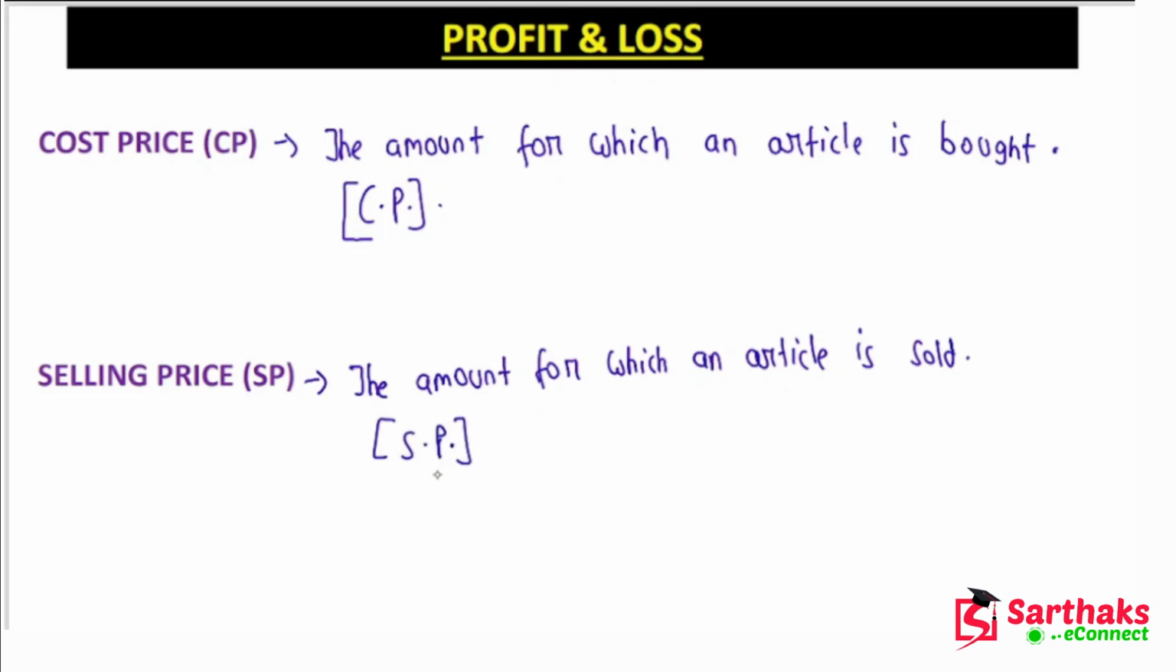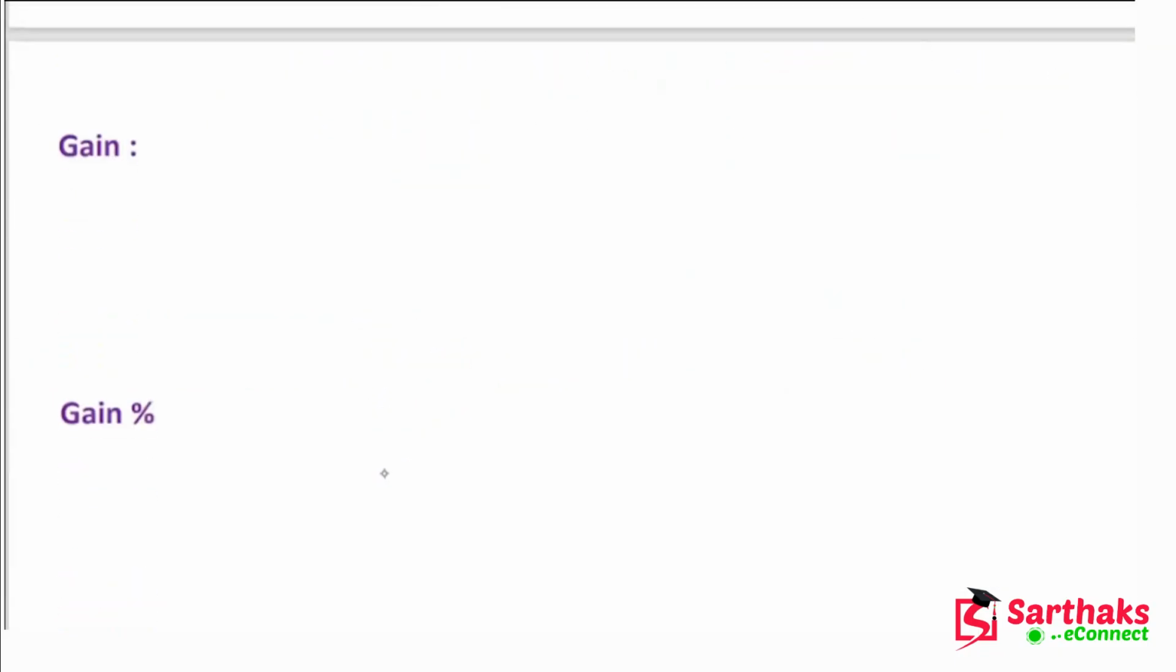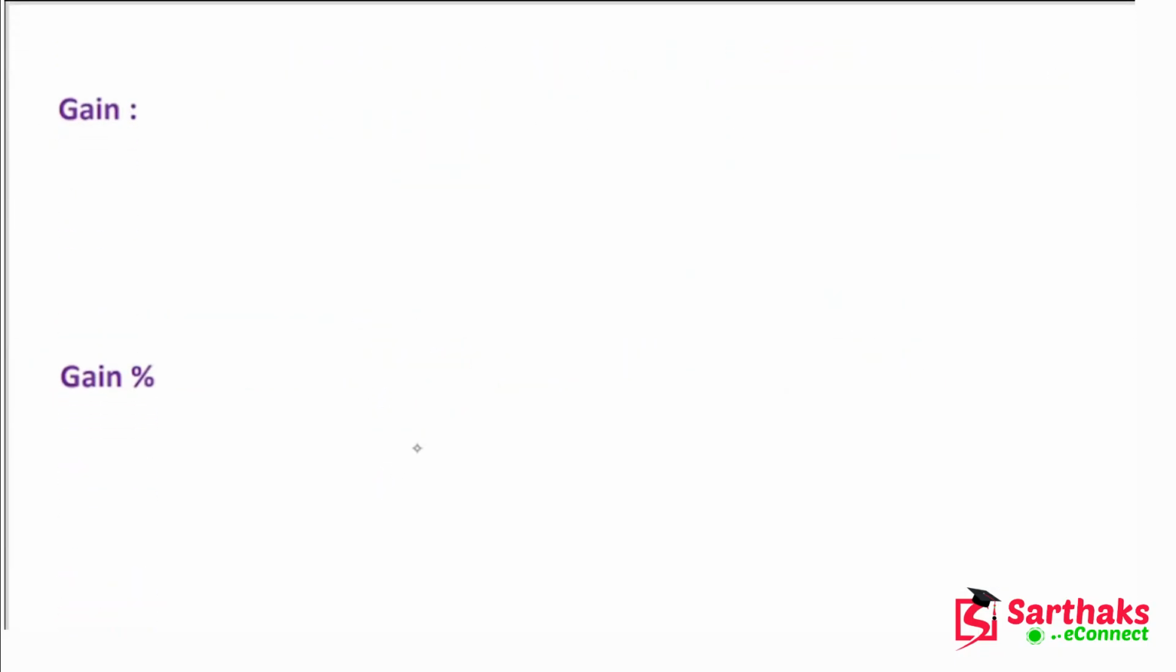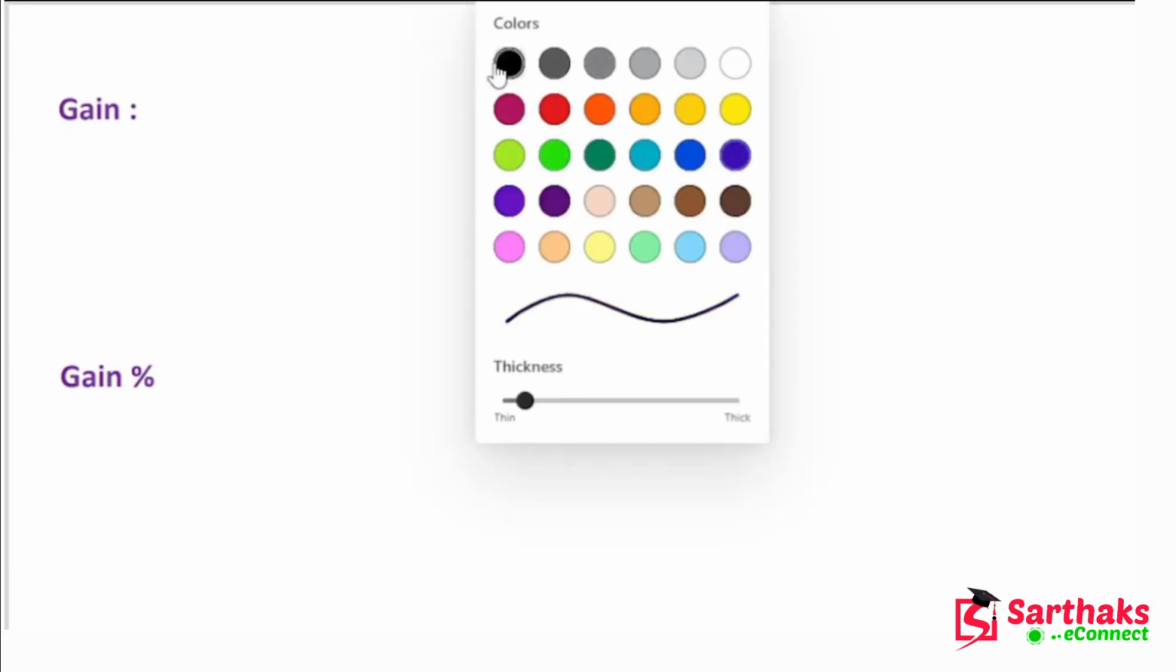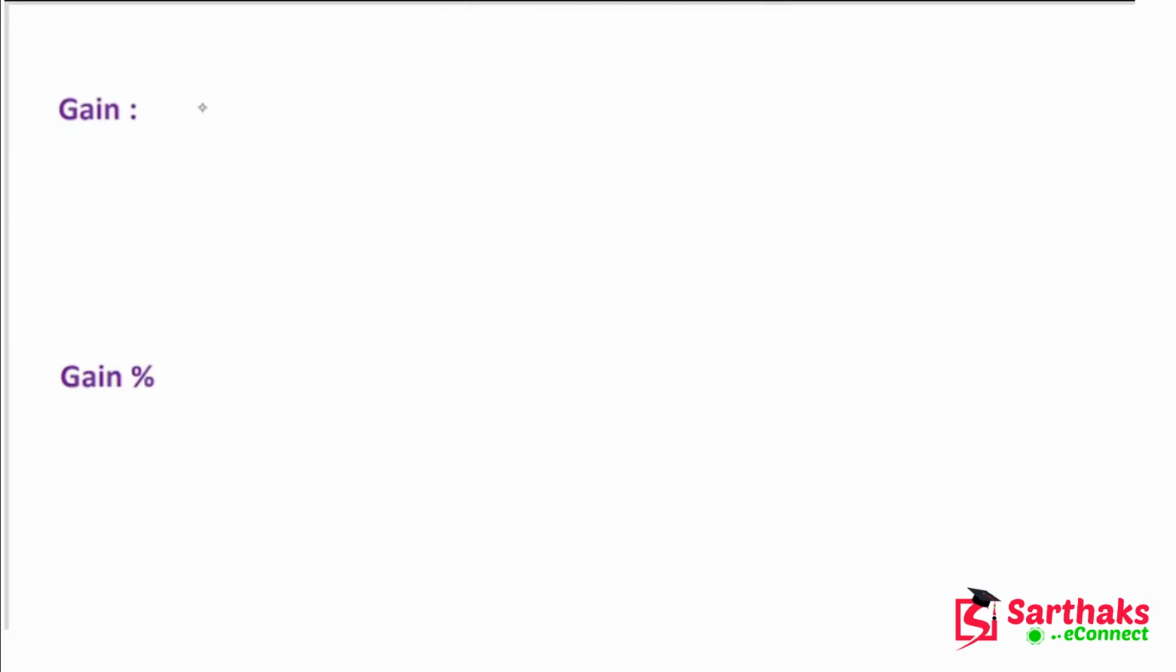Now since you have studied cost price and selling price, it is time to study what is gain and what is loss. Profit is also known by the name gain. So let us study what is gain. Obviously, if you purchase a computer at 10,000 and you sell it for any price greater than 10,000, then you are making a profit.